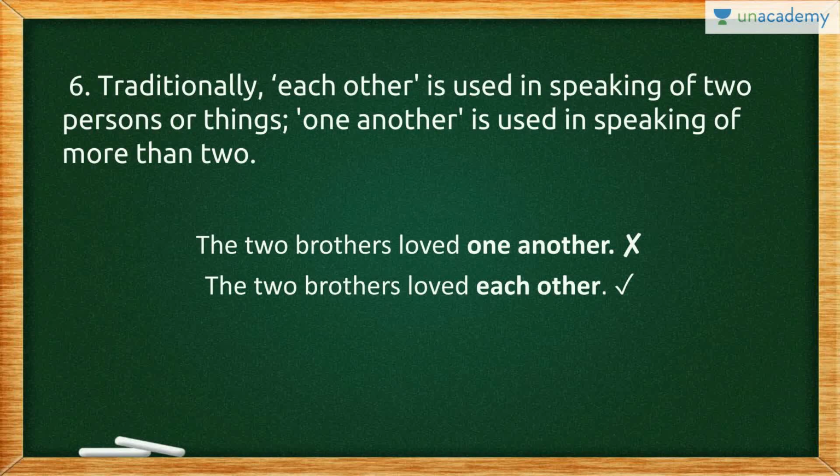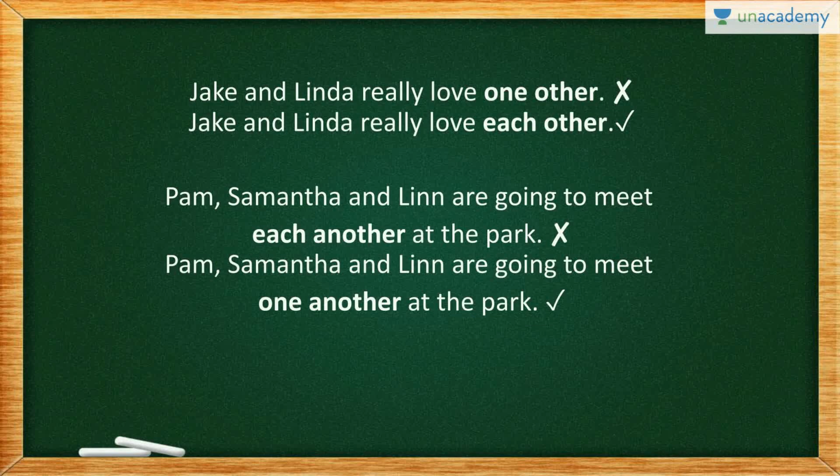Now, coming to the next rule, traditionally each other is used in speaking of two persons or things, and one another is used in speaking of more than two. Now, this rule is just to give you an idea what we use traditionally. Nowadays, these two are being used interchangeably, but you should know what was originally correct. So, the two brothers loved one another. Since we are talking of two, we would make the sentence as the two brothers loved each other. Similarly, Jake and Linda really loved one another. Instead, we say Jake and Linda really love each other.